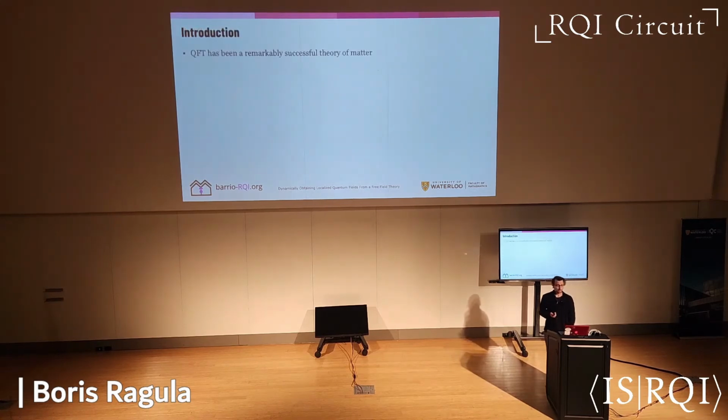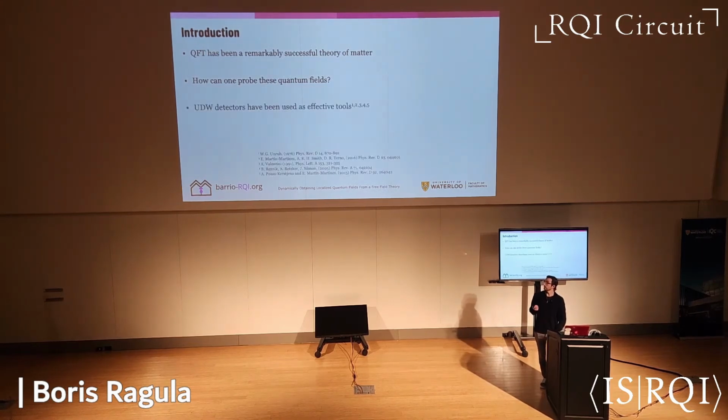So as we all know, QFT has been a remarkably successful theory up to date. But one of the main questions that we ask when studying QFT is how can one probe these quantum fields? Now, we've had a number of talks so far that have shown that UDW detectors have been used as incredibly effective tools in studying a number of different quantum field theoretic phenomena. Well, with UDW detectors, we all know that they're non-relativistic. And so a natural question arises: what if we want to generalize our detector to a field theoretic probe?